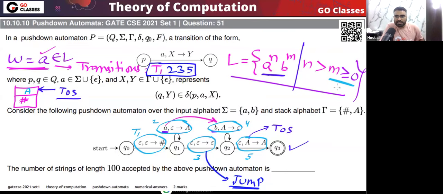Because string A is accepted. Yes or no? Because string A is accepted.